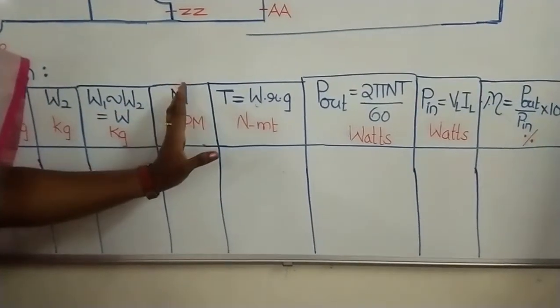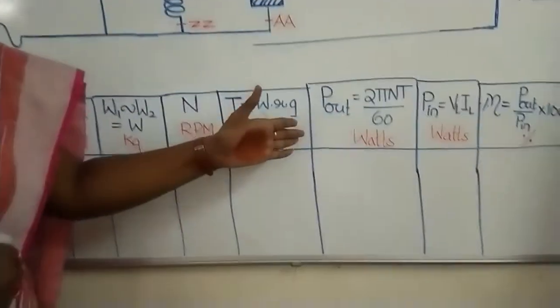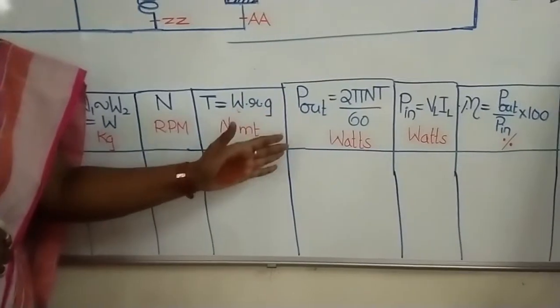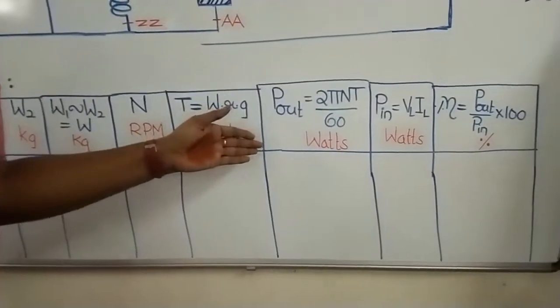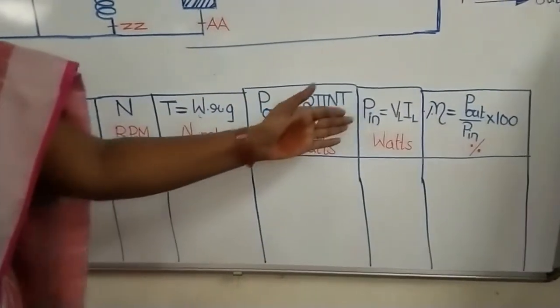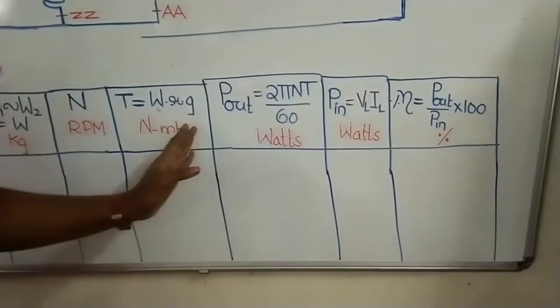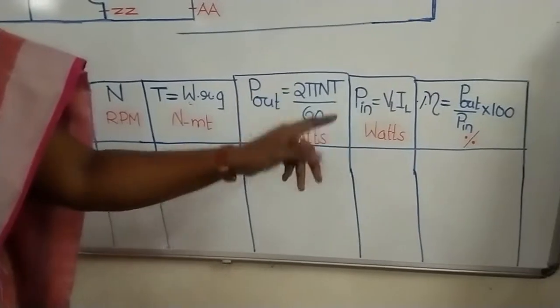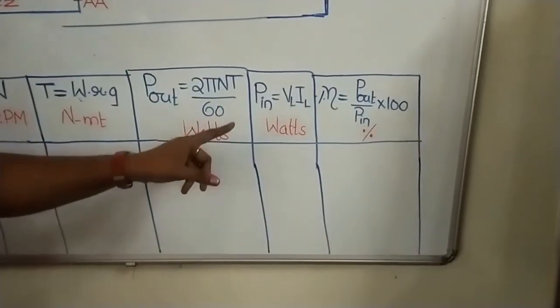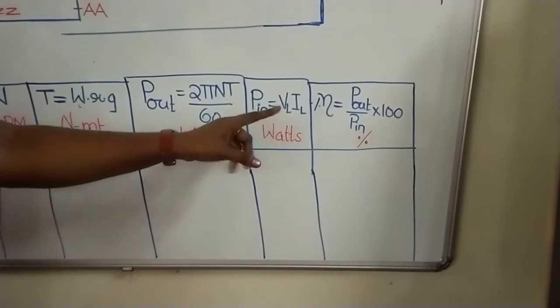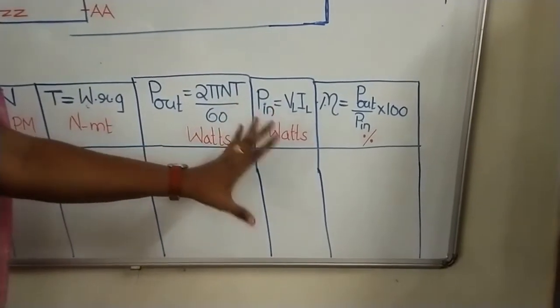Based on that, we can calculate P output by the formula 2 pi NT by 60, and the units are in watts. Similarly, the input can be calculated as the product of VL into IL, and the units are watts. Once you obtain P output and P input, you can calculate the percentage efficiency as P output by P input into 100. We will get the percentage efficiency.